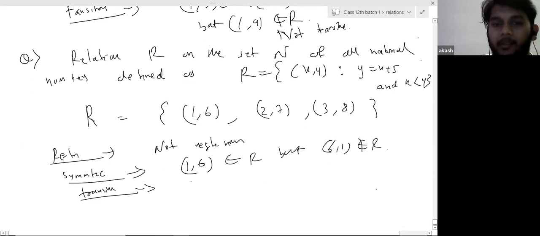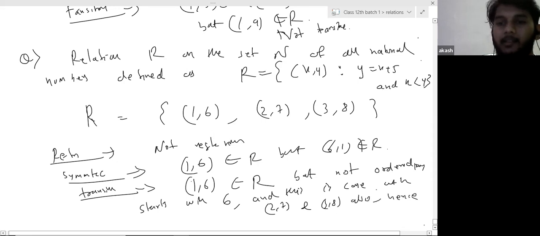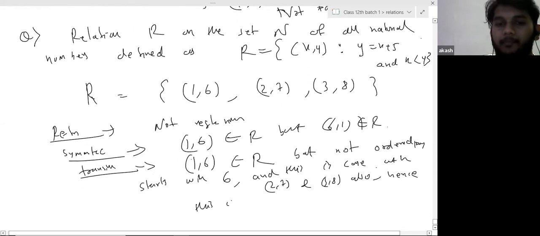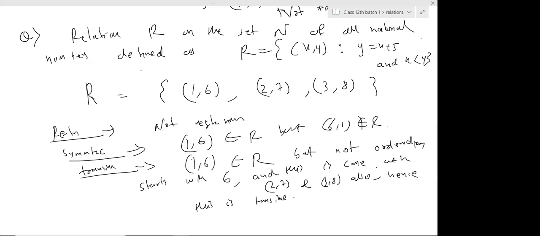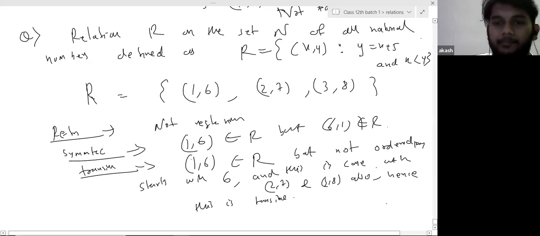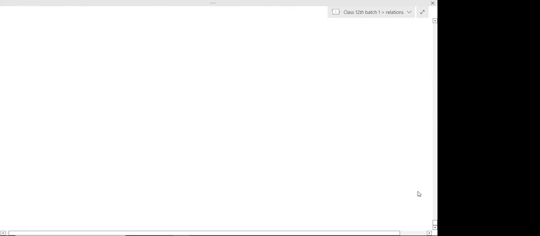We can write: we know (1, 6) belongs to R, but no ordered pair starts with 6. And this is the case with (2, 7) and (3, 8) also. Hence, this is transitive. All right, this is the way to write your answer. Everyone clear? Yes, sir. All right, then let's move on. Ronaldo, this is clear? Yes, sir. All right, next question.